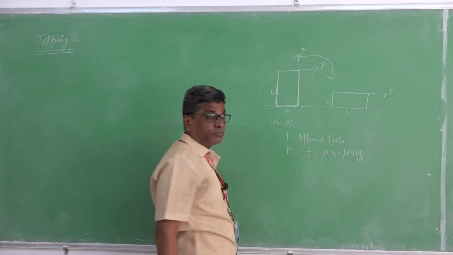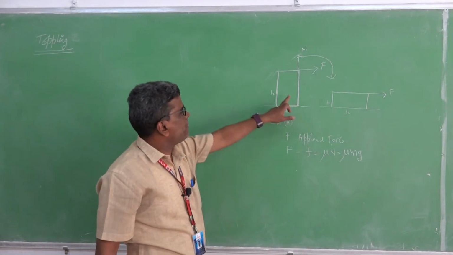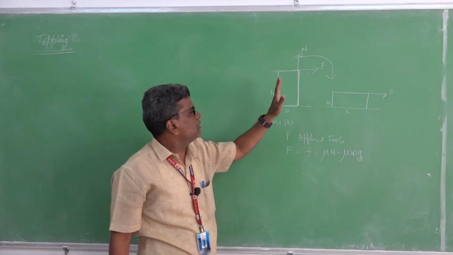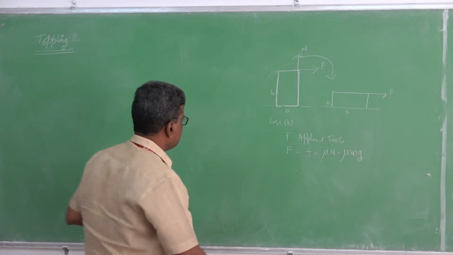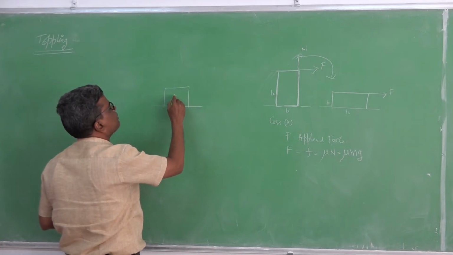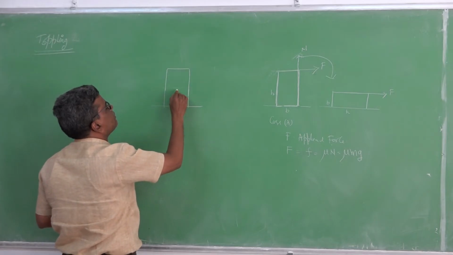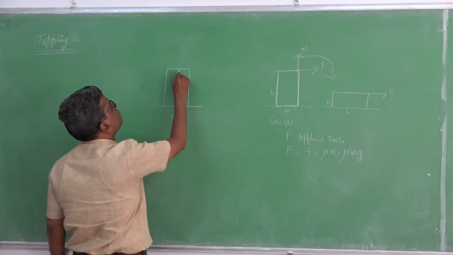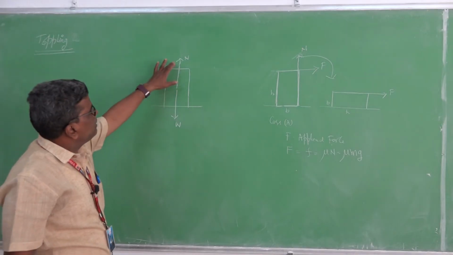Actually, the normal reaction passes through the center, and it balances with the weight of the object, as we studied here. Suppose the object is placed here. How will this object be placed like this? What are the forces acting on it? Weight acts vertically downwards, and the normal reaction acts vertically upwards.